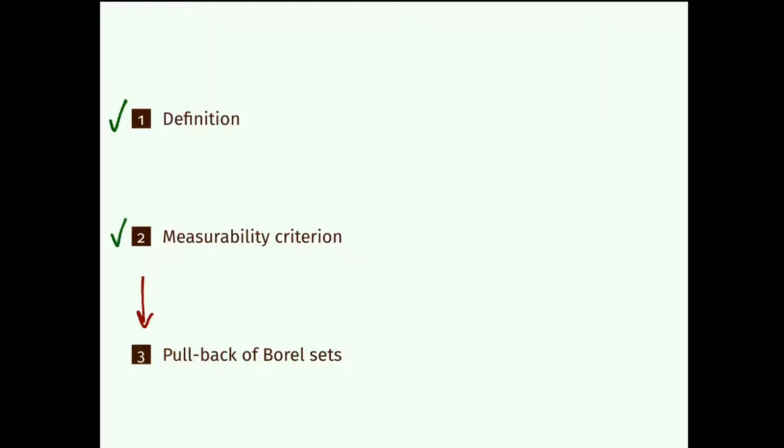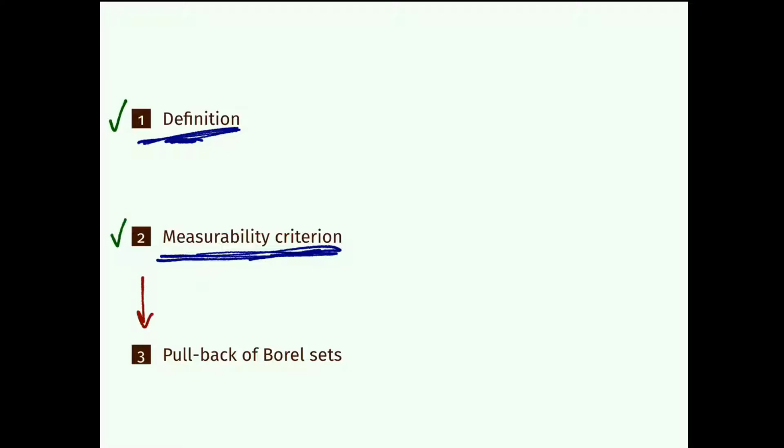So in the first part of these lecture notes, we have seen the definition of extended Borel functions, which will be the central object of study from now on in the rest of this module. Then we saw a criterion for when a function taking values on the extended real line is measurable, which means it is an extended Borel function.